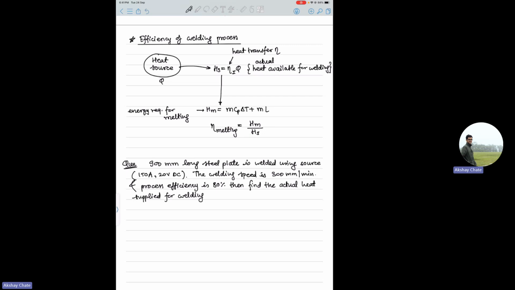Okay, so now basically they are asking about HS. Okay, so we know this Q, I'm talking about this Q. You can calculate Q as V into I because this is an electrical heat source. Voltage into current, if you do, you'll get 150 into 20, 3000. Correct, no? Because IV is generally in watts.